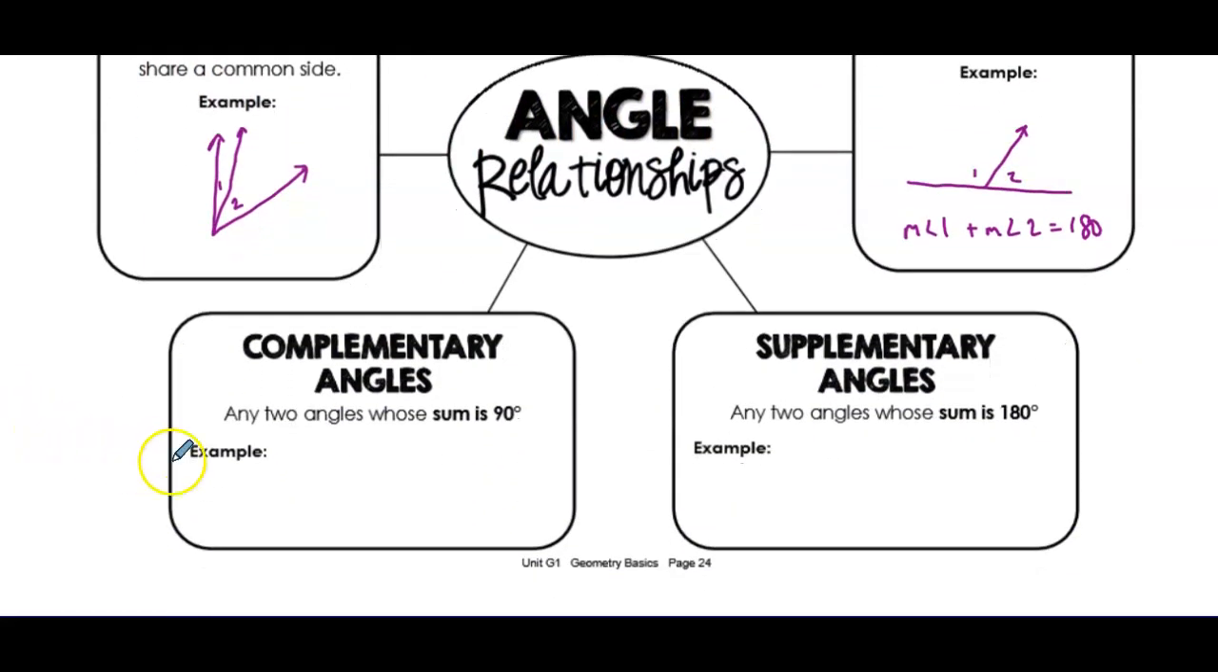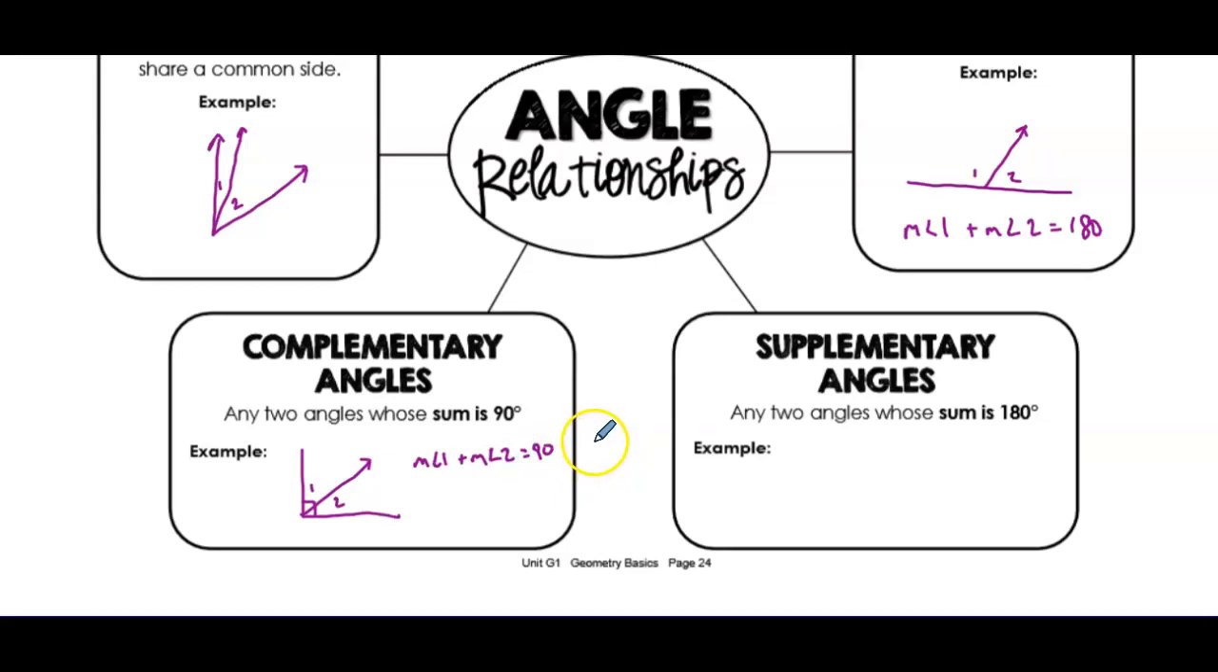Finally, at the bottom of the page, complementary angles would be any two that add up to 90. So you can do that within a single right angle. If you start with a right angle and then you split it whichever way you want to, whether you split it equally or not, doesn't matter. You have angle 1 and angle 2. Measure of angle 1 plus measure of angle 2 would equal 90. All right, and that's two complementary angles.